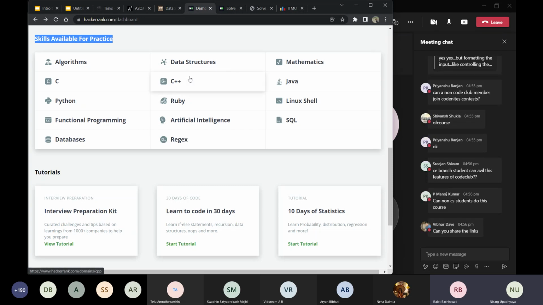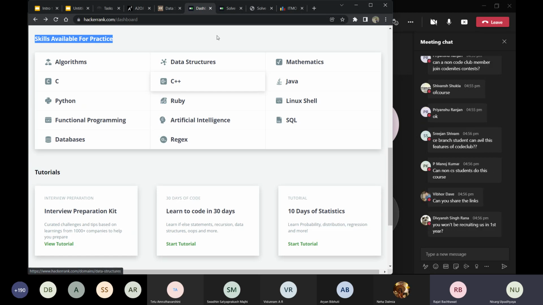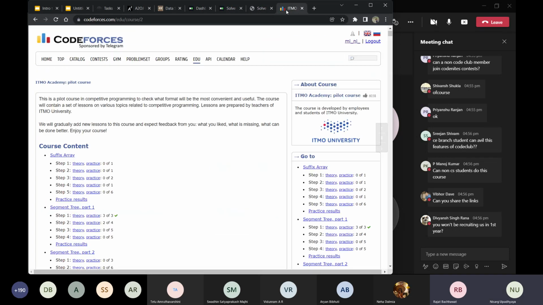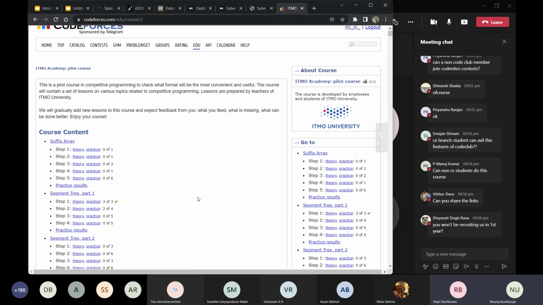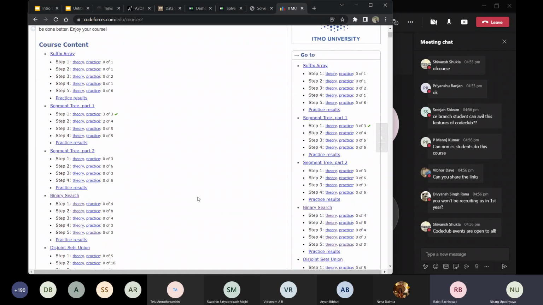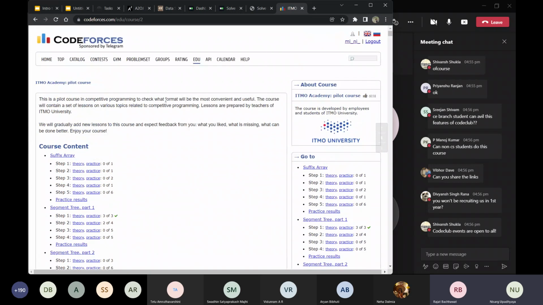So I use the C++ track to practice a bit of C++ and get good with the language. So that's one more place where you can go. And other than that, once you are a bit accustomed to everything and feel comfortable with more advanced topics, you can obviously visit Codeforces.